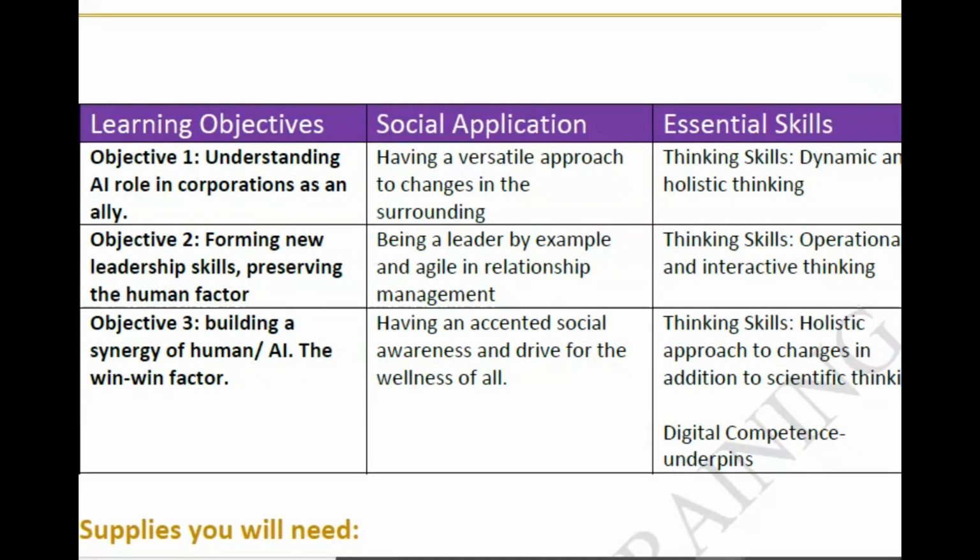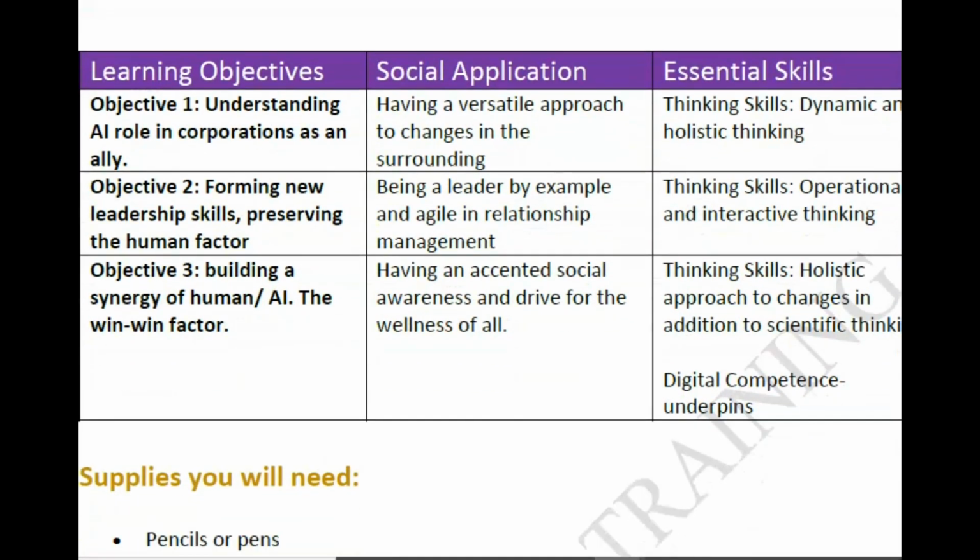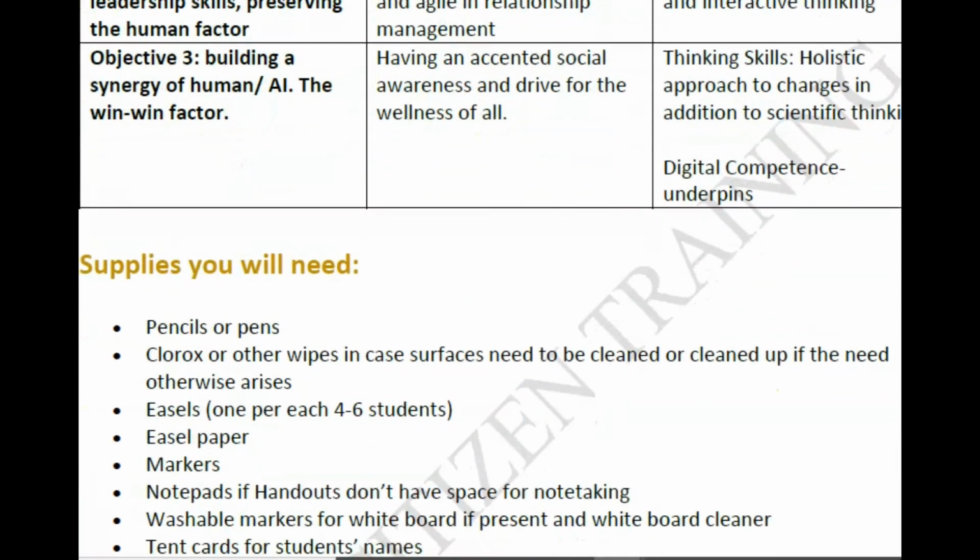So the objectives in this lesson are to help people understand AI, the role in corporations, and how it is an ally. And here we reference corporations, but it would apply to organizations as well. It might be not-for-profit. We want to be able to form new leadership skills and still preserve the human factor. And we want to create synergy between AI and the human factor. So civility certainly comes into play here, and we hope you enjoy this lesson. It's really quite forward-thinking. And so once again, thank you to Marwan Asmar for his creation of this lesson.